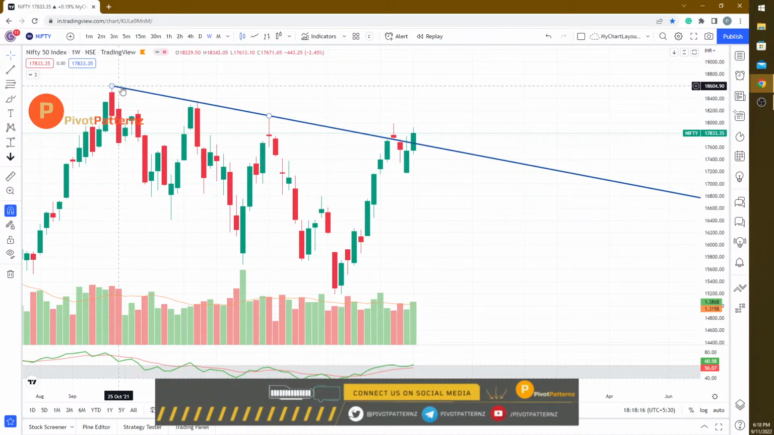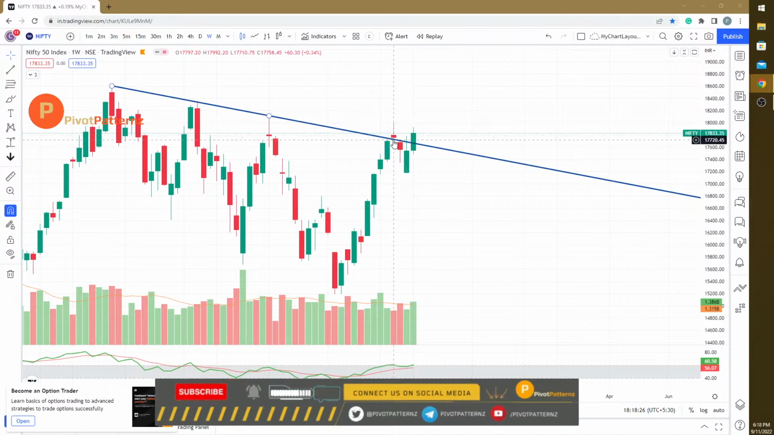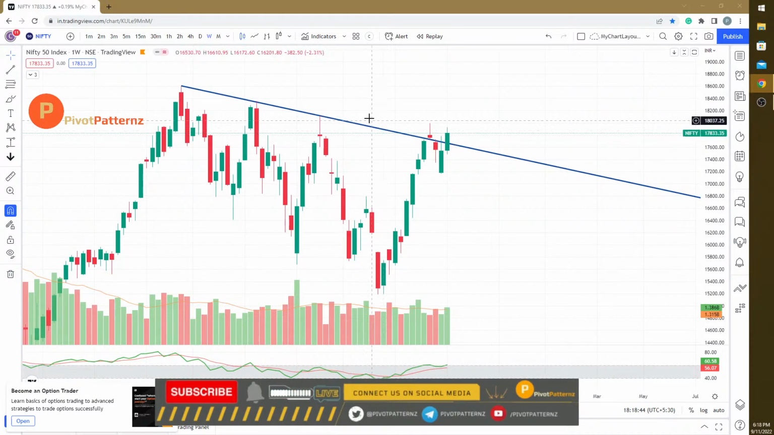If you can see this trend line, right? This trend line was very critical. It had three touches already. This was the fourth and this was the fifth time. So now this trend line does not make any sense right now. It can be a weak trend line, and it can be taken as a breakout.